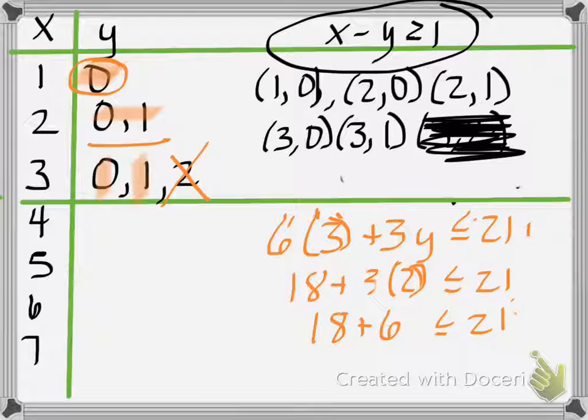On this assignment, I believe it just asks you to draw the chart and highlight. No, it does say the whole solution, so you actually have to go back and do ordered pairs. Any questions on that one? Okay, let's do another one together. We're going to do number 4 together.